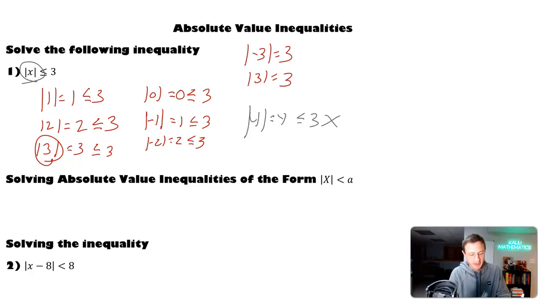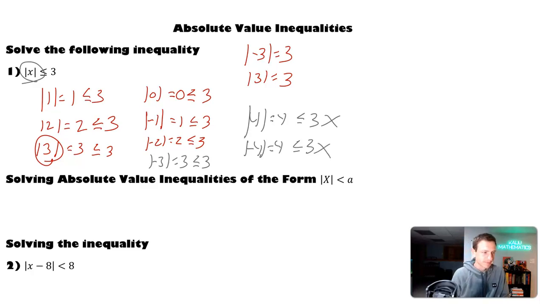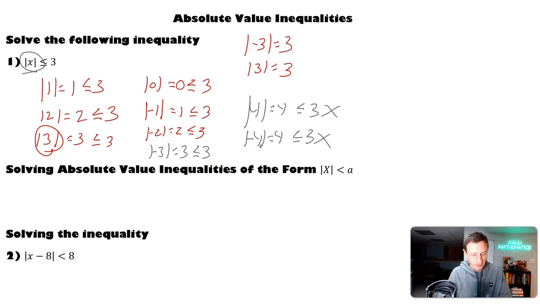It's the same thing on the other side. When I get to negative 3, that's 3, and 3 is less than or equal to 3. But once I get to negative 4, that's 4, and 4 is not less than or equal to 3. So we fall into this limitation between two certain values. That's kind of like a rule here.